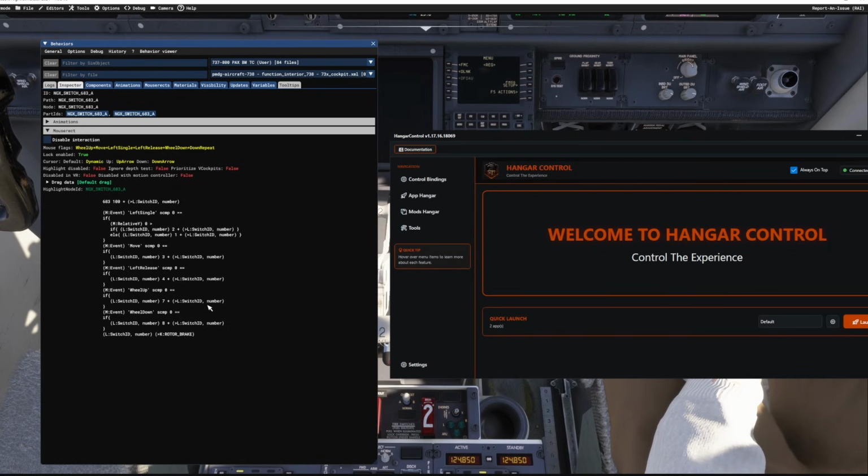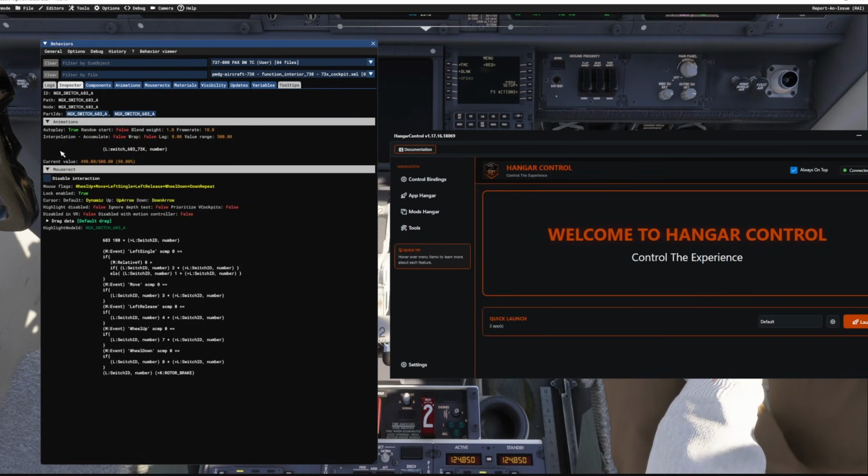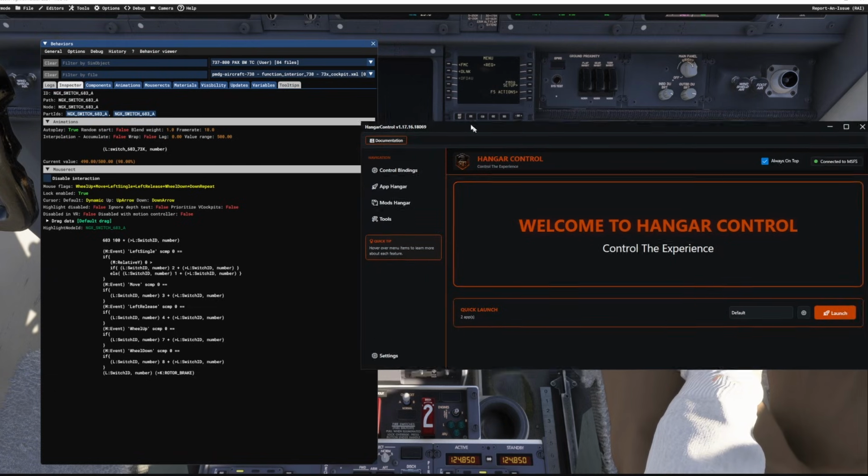Don't try to use any of these to actually manipulate the throttles. You don't need to, at least for this aircraft. Animations. Here's what we're looking for right here. So there's our LVAR, switch 68373X. That's all we're interested in for this particular portion.